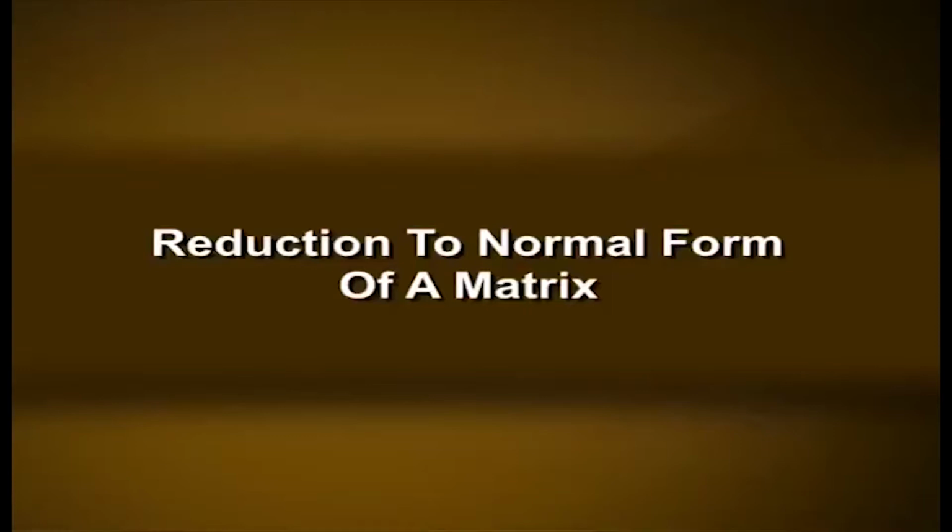Remarks: if the matrices A and B reduce to the same normal form through elementary transformations, then A and B are equivalent. Two m by n matrices A and B of the same rank will reduce to the same normal form. Reduction to normal form of a matrix.